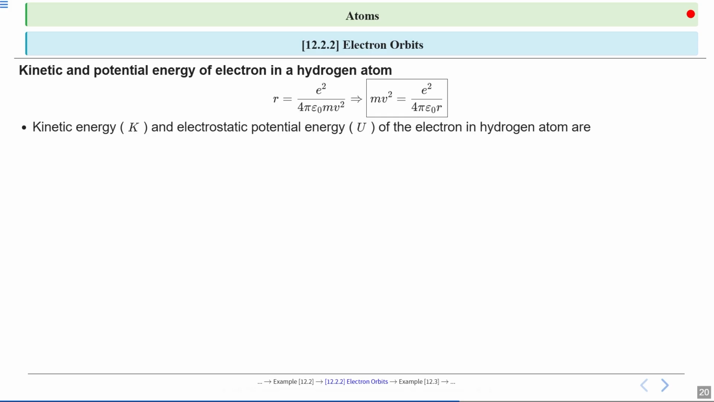Now let's look at the type of energy involved. The electron in a hydrogen atom has both kinetic energy, which is the energy of motion, and electrostatic potential energy, which comes from the attraction between the negatively charged electron and the positively charged nucleus. We will define both energies and see how they relate to the electron's position.